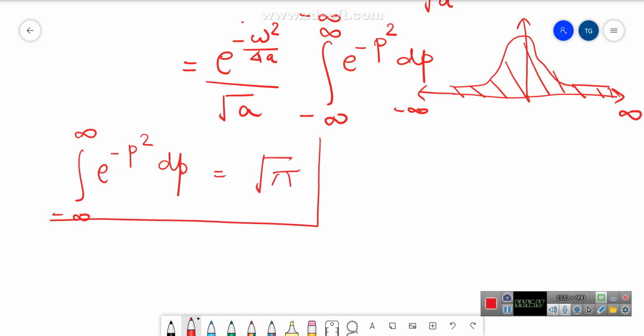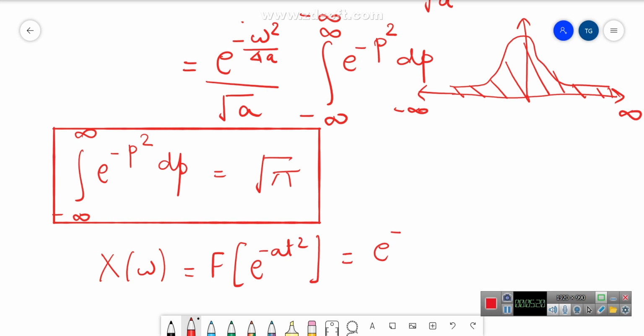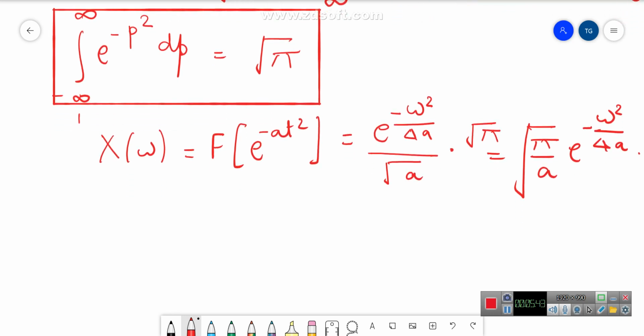So using this result and substituting in this value, we get x of omega, that is the Fourier transform of the Gaussian signal e to the power minus at square, is nothing but e to the power minus omega square by 4a upon under root of a into under root of pi. So this term can be written as under root of pi by a into e to the power minus omega square by 4a. So we got the Fourier transform of a Gaussian signal.